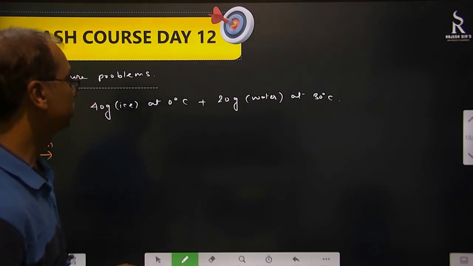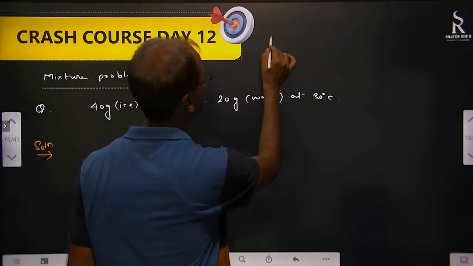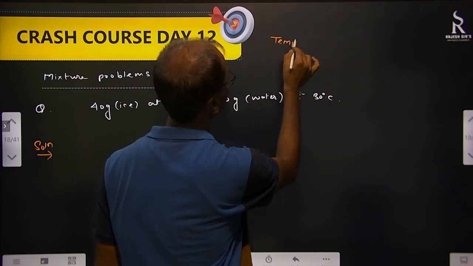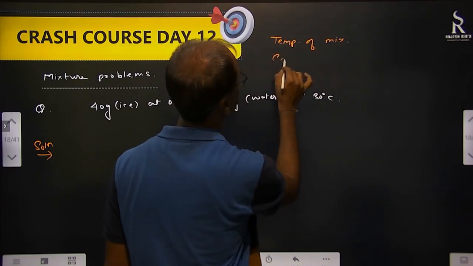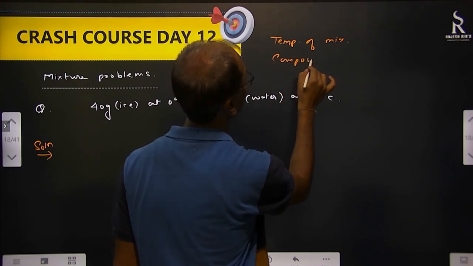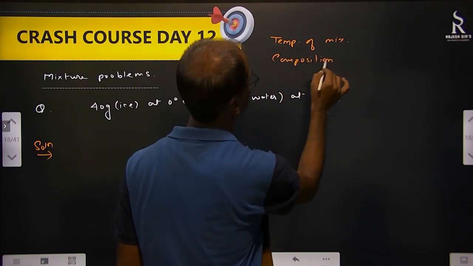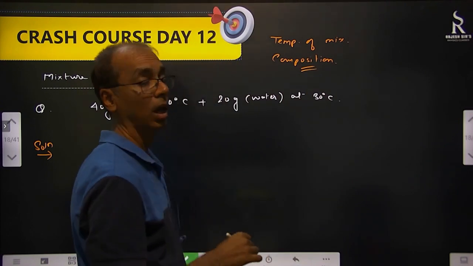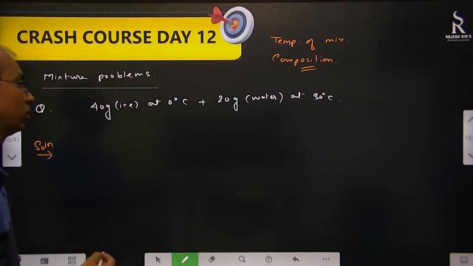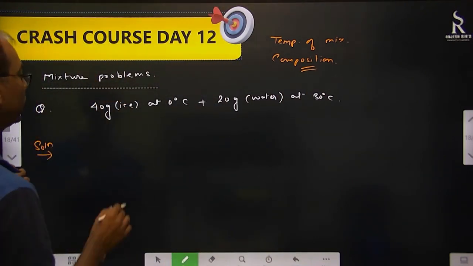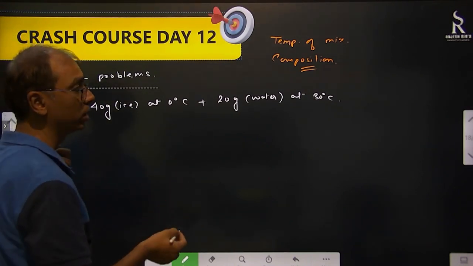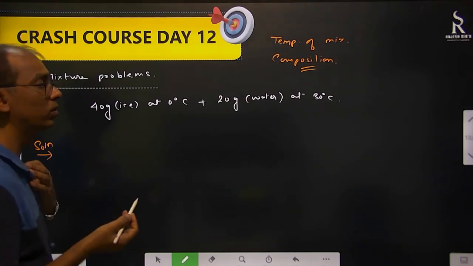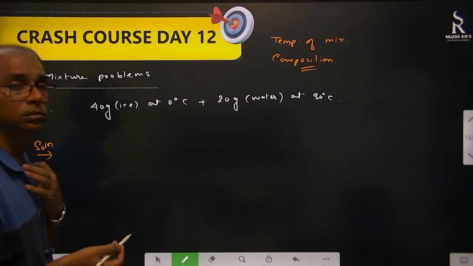Okay, two types of questions. One, temperature of the mixture. And composition. Composition means what is there in the mixture: entire water, ice and water both, or steam and water, depending on the question. Like here it is ice and water. So composition means whether entire water is there or ice and water both are there.